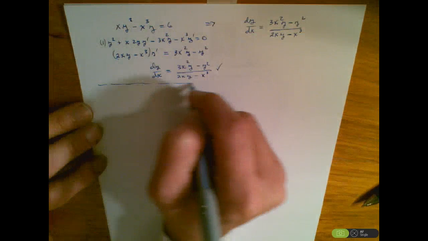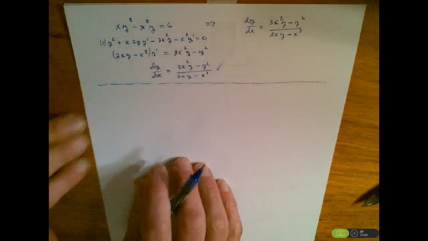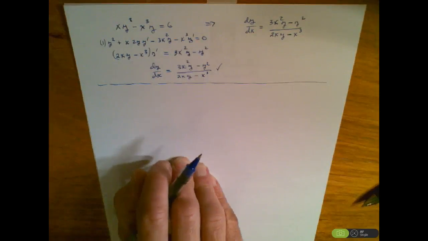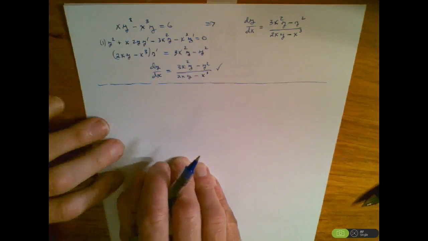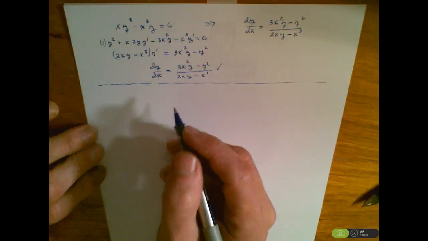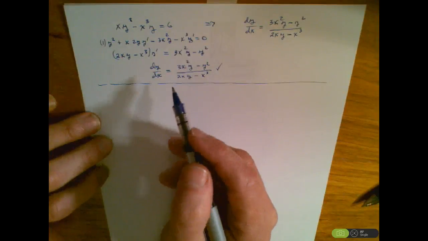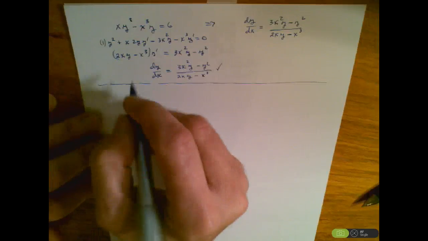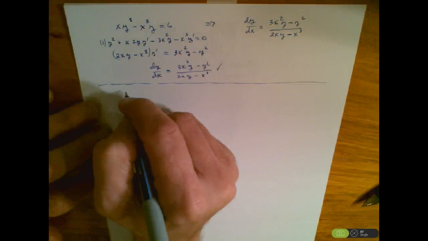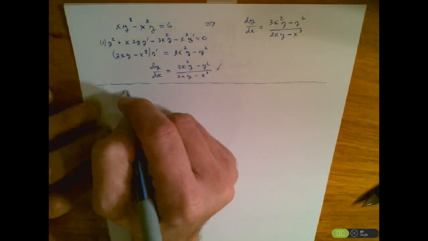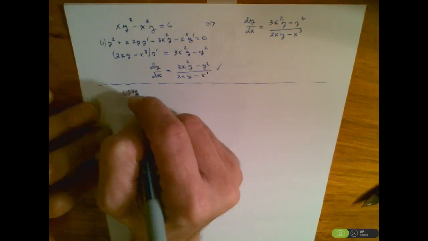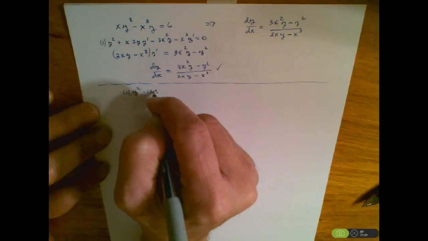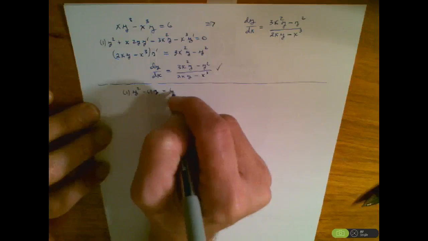Okay, next part of our problem asks us to find all the points on the curve whose x-coordinate is 1, and then write an equation for the tangent line at each of these points. So let's go ahead and first find out where the points would be. Let's use 1 for x in our original implicit equation, and we'll have 1 times y squared minus 1 times y is equal to 6.